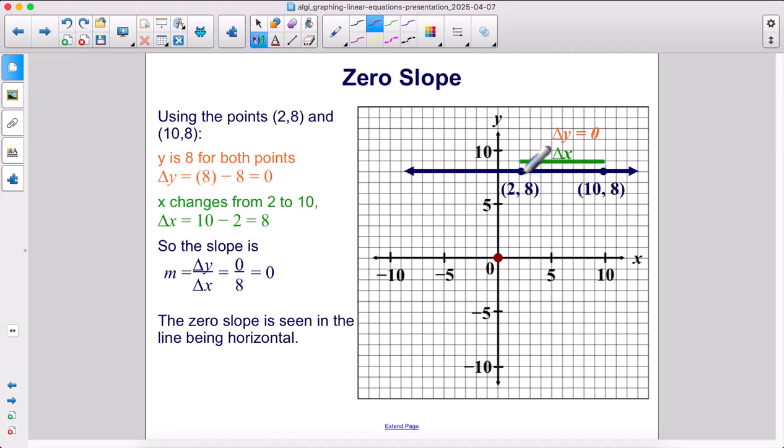All right, here we're using 2 points on the line, (2, 8) and (10, 8). You can see the y-coordinate is the same for both. So therefore, there is no change in y. So even though there is a change in x of 8 units, we have 0 in the numerator. 0 over 8 is 0. A 0 slope is seen as a line being horizontal.